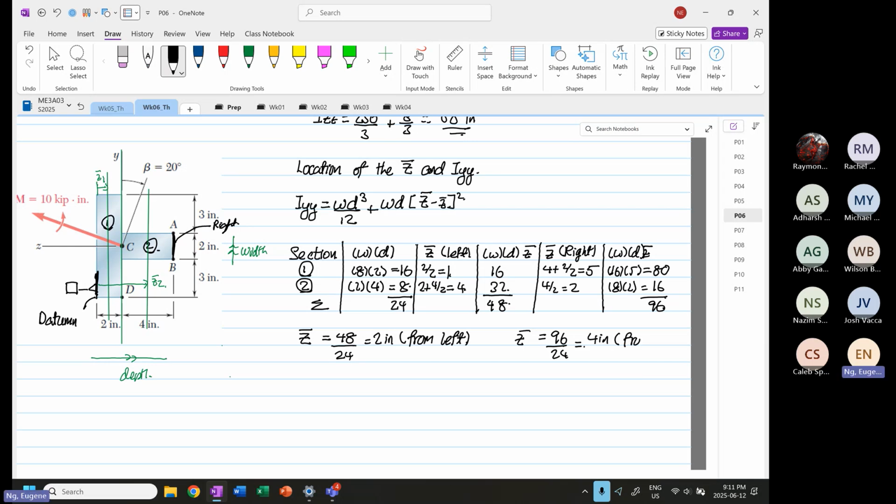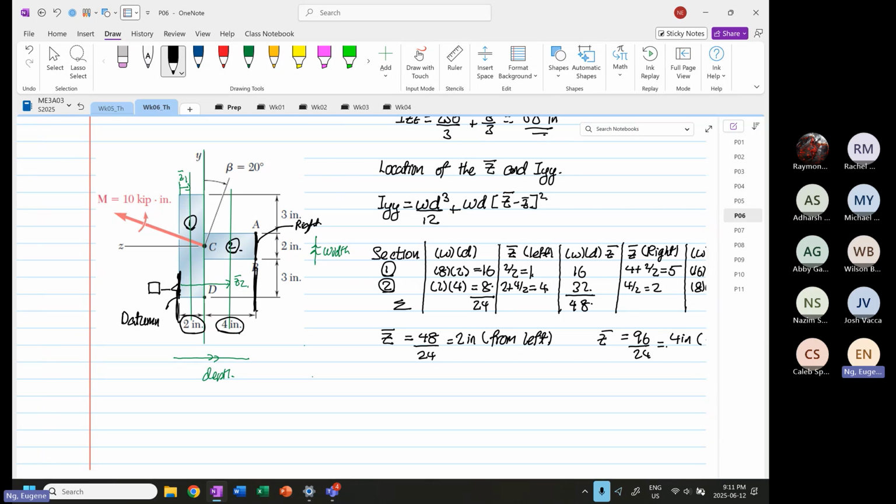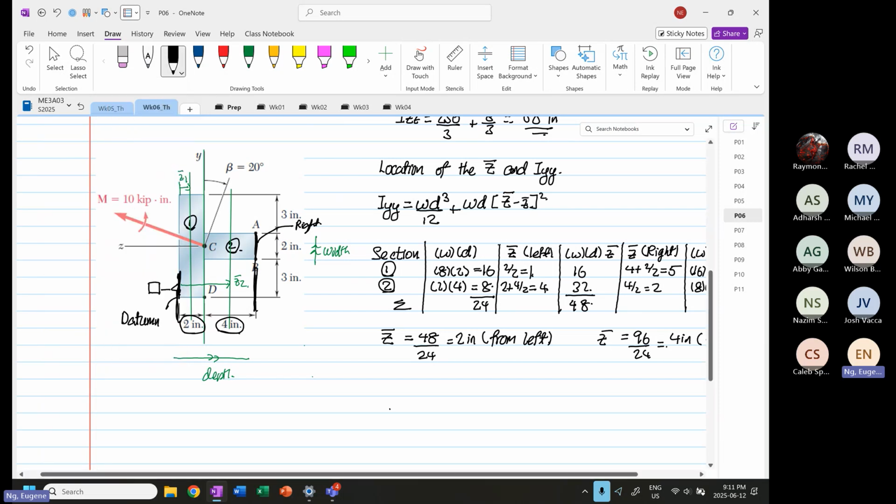Okay, from right. So 2 inches from left, 4 inches from right. All right, from right is here, from left is here, is the same location. So either one you use, the answer is the same. Okay. So next we deal with IYY1.